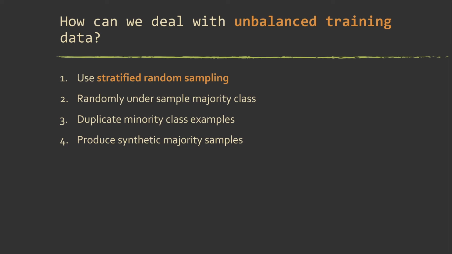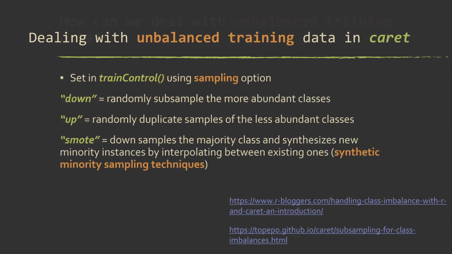One option is to randomly undersample the majority class. One issue with that is that you're not actually going to be using all of your available training data, so you're going to have a smaller training set, which could result in lower accuracy. Another option is to duplicate the minority class, so just use the minority class samples multiple times to balance out the proportions. And there are also techniques to synthetically generate new samples of the minority class.